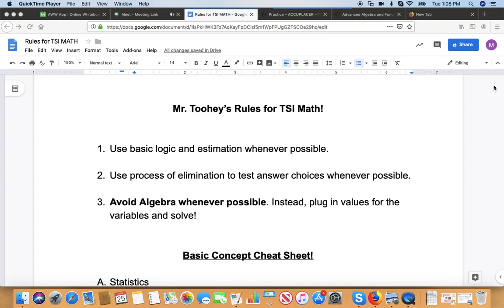We're going to be learning today one of the most important, one of the most effective strategies for TSI Math, that is going to simplify essentially any algebra question that you're going to see on this test.